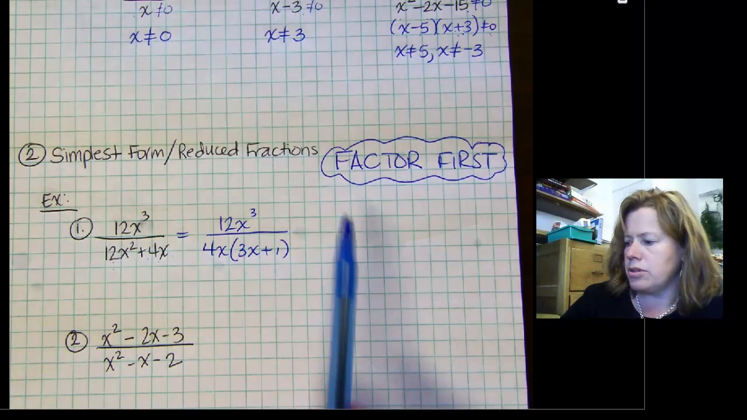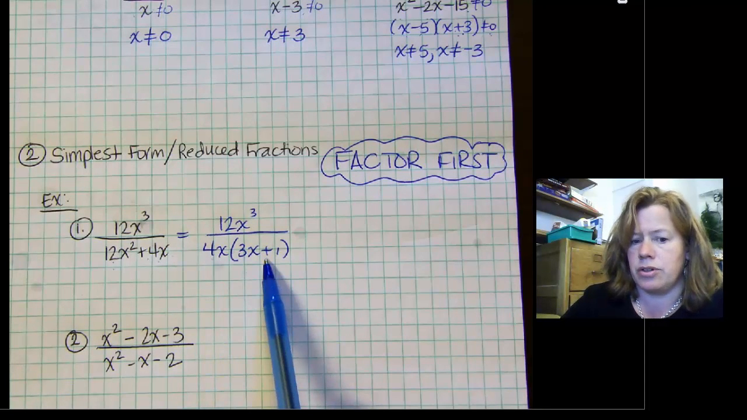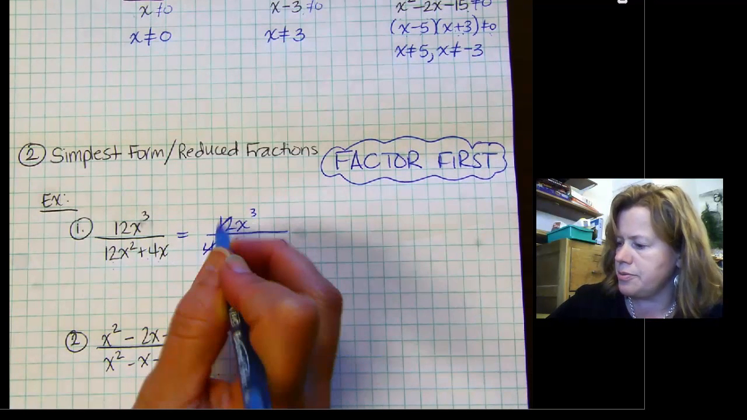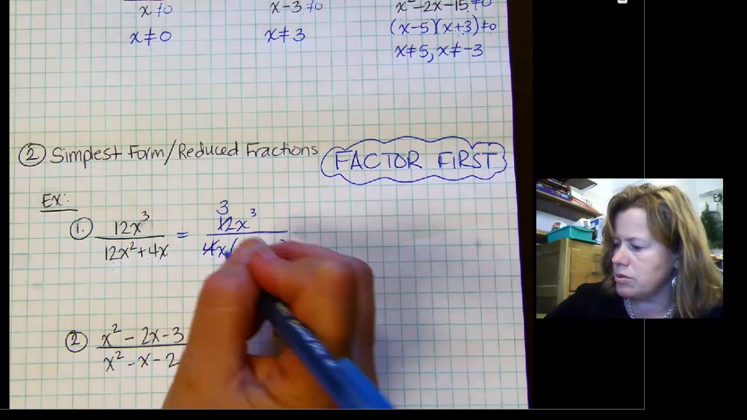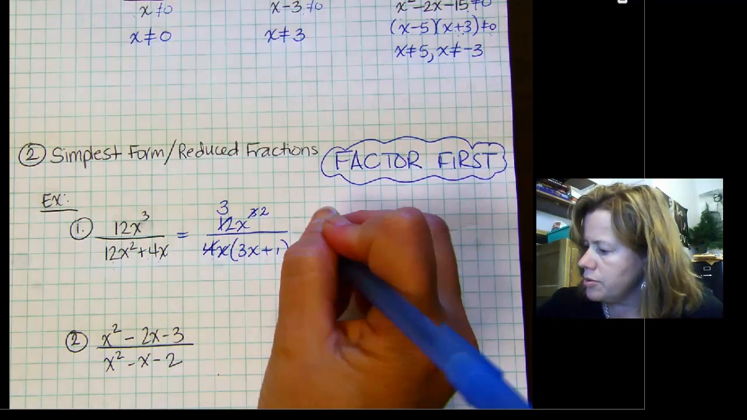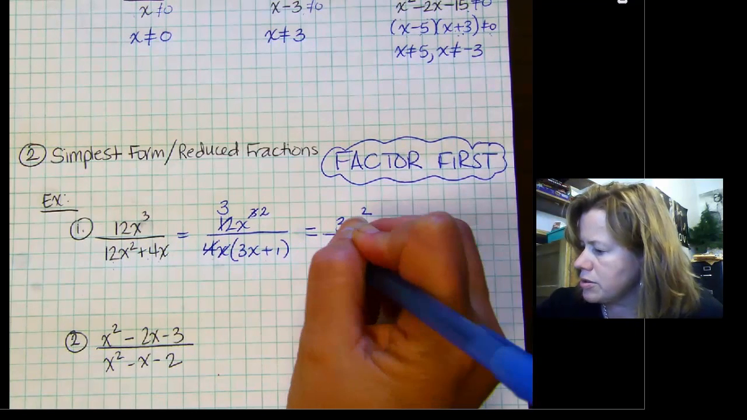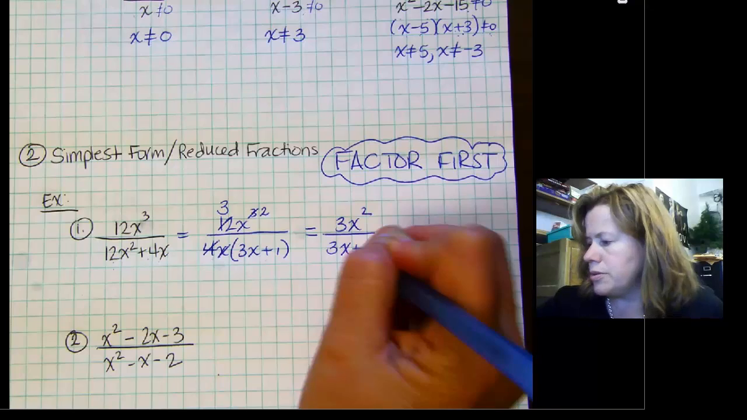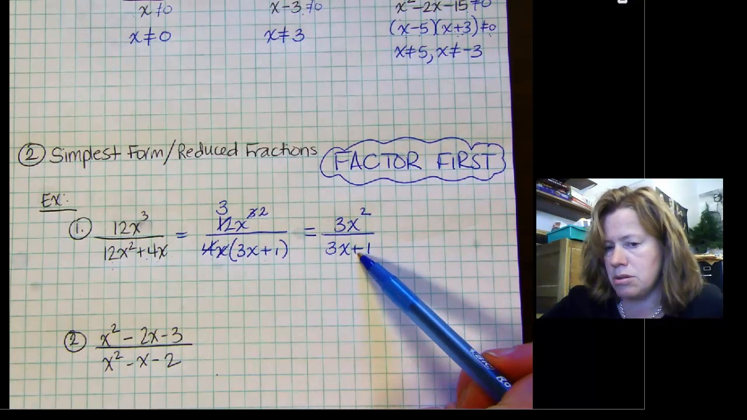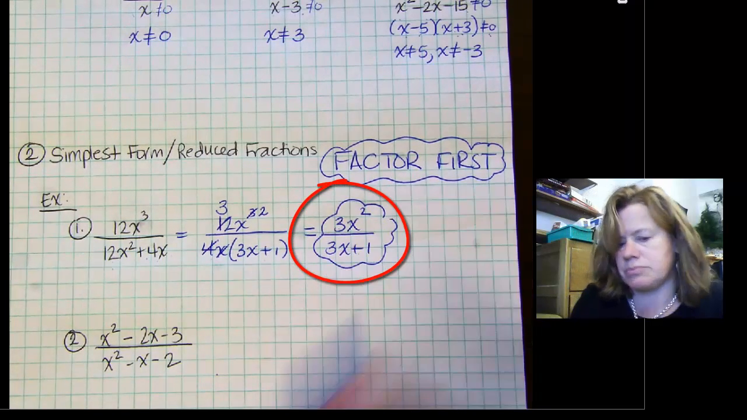Now that I have a number being multiplied by another number, I can cancel like factors. So 4 divides into 12 3 times, x divides into x cubed once, and I'm left with x squared. So my numerator is 3x squared, my denominator is 3x plus 1. Again, these 3's can't go because they're attached to this 1 by a plus sign. So you've reduced as much as you can.